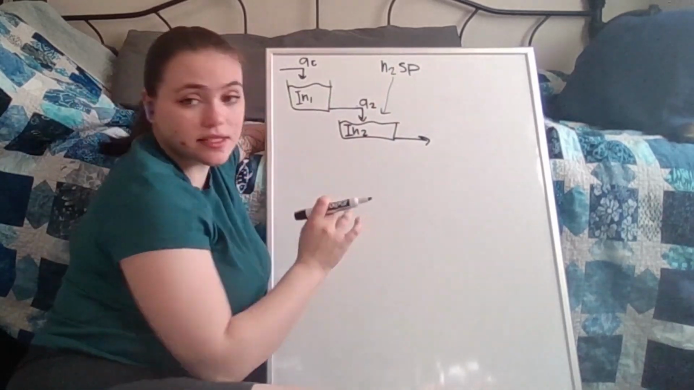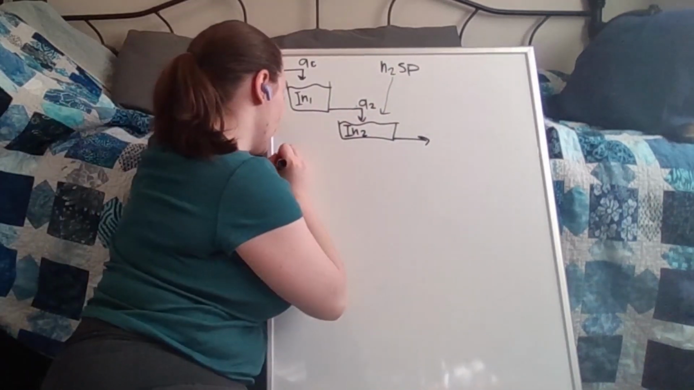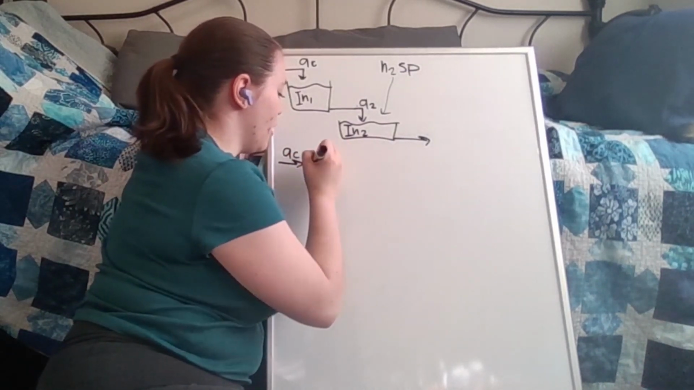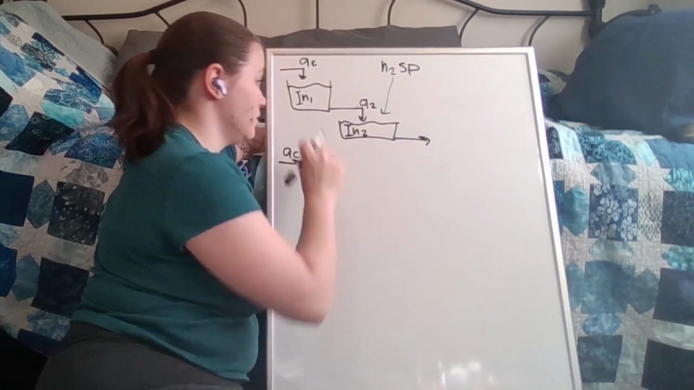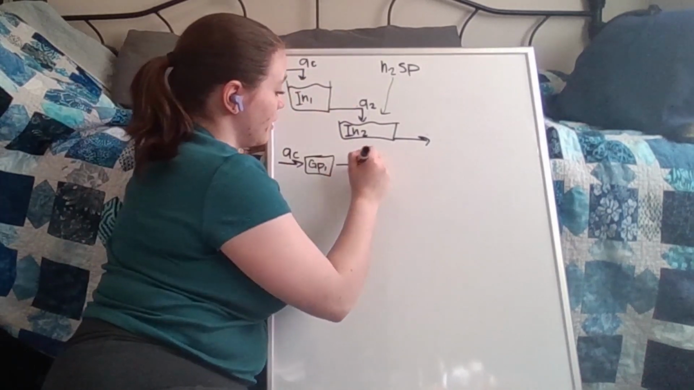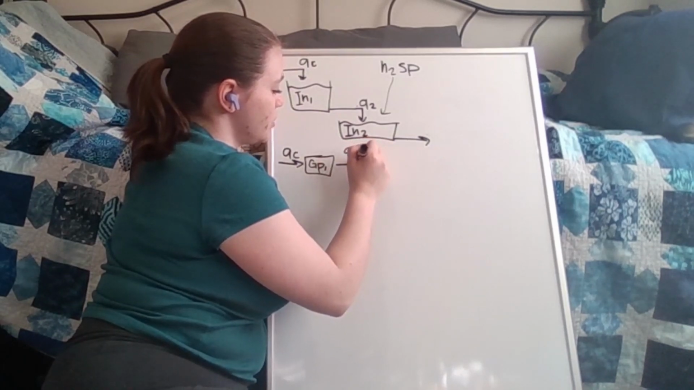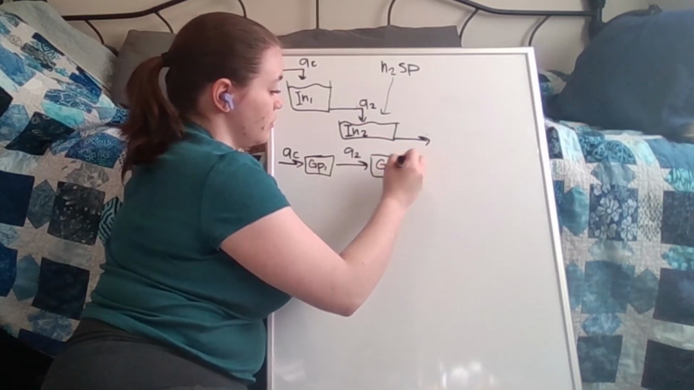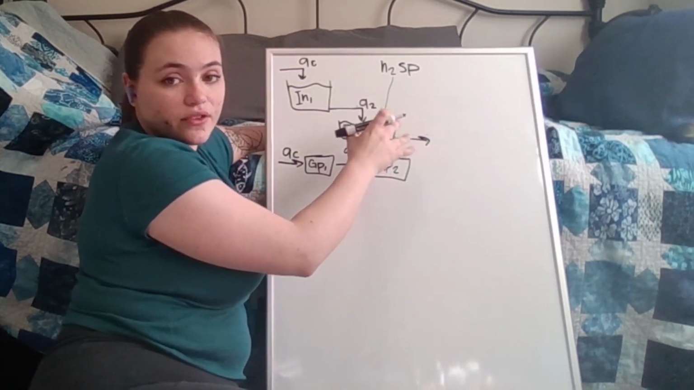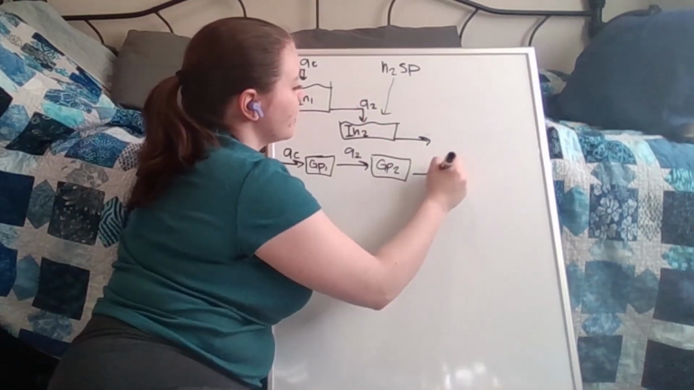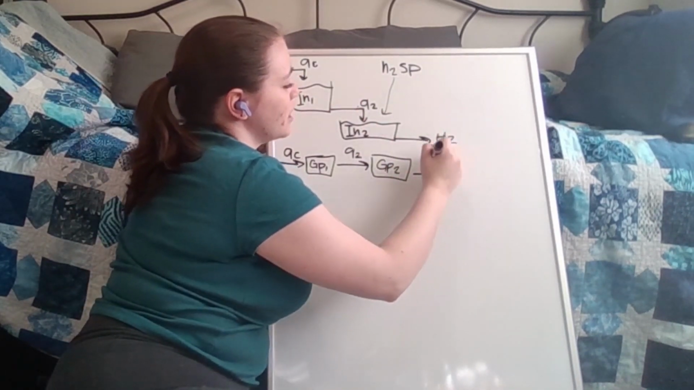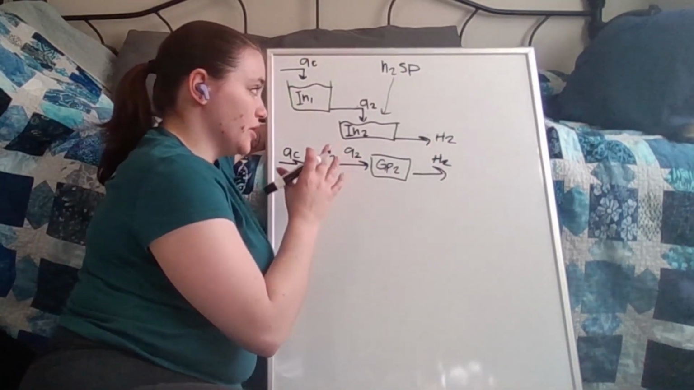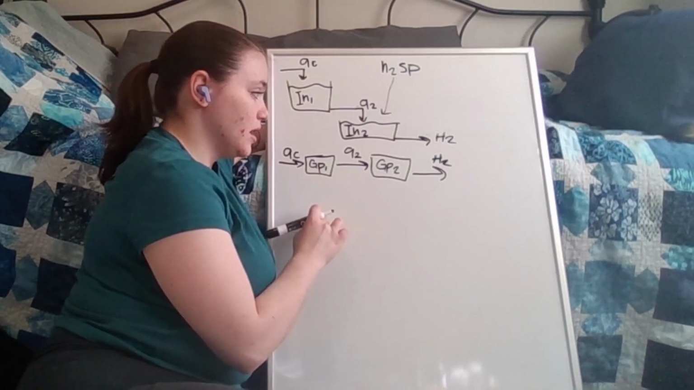And so for this, we're going to have to use some transfer functions. So we have a flow rate in, our QC, and then we have our GP1, which is inside of that tank. And then we have our Q2, and then we have our GP2, which holds all of our flow and transfer functions within that one. And we have a flow rate coming out, and we're going to call this a capital H2. Okay? And so with this, we are going to code this in Python.